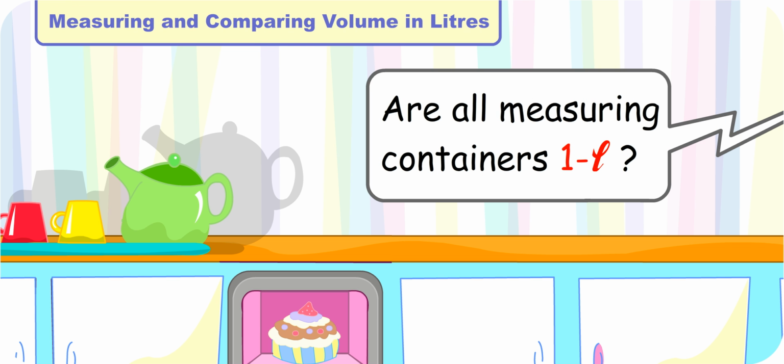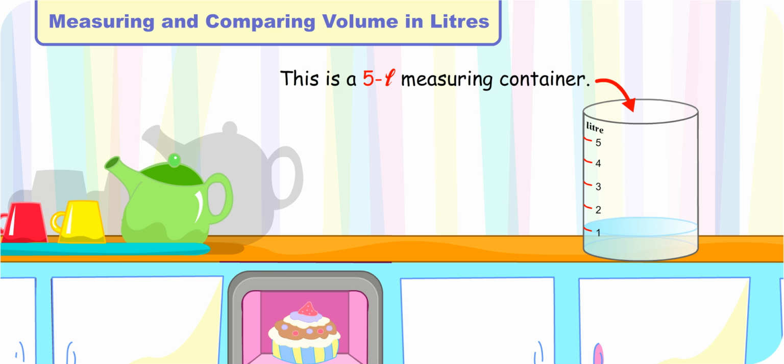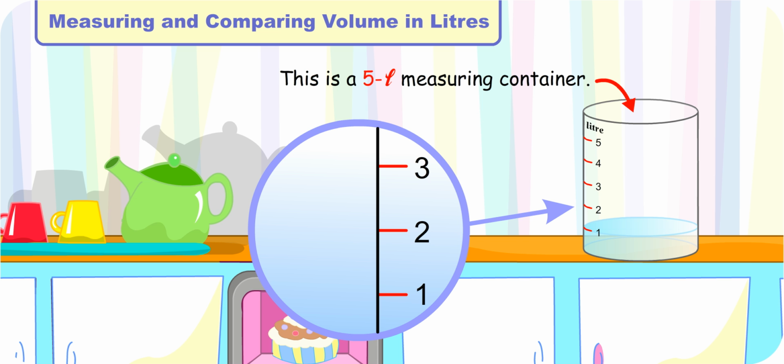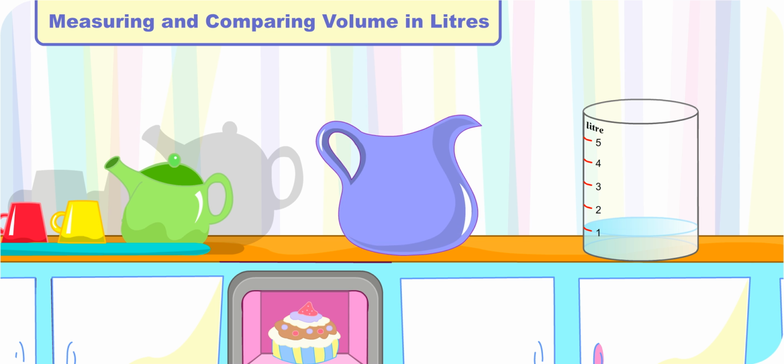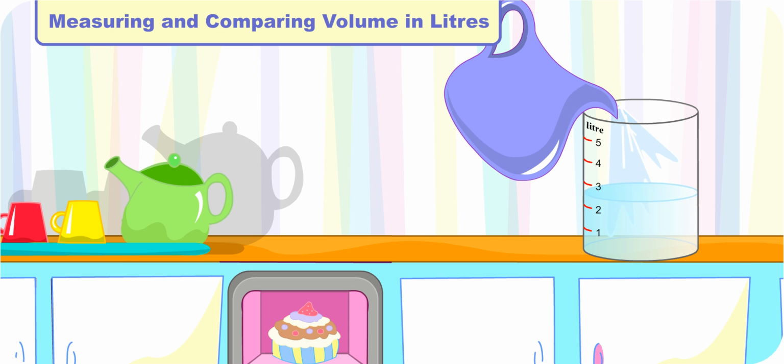Are all measuring containers 1 liter? There are many different measuring containers of different shapes and sizes. This is a 5 liter measuring container. There are liter markings and each of these markings is equal to 1 liter. There is 1 liter of water in it now. If I add more water to the container, the volume of water will be more.